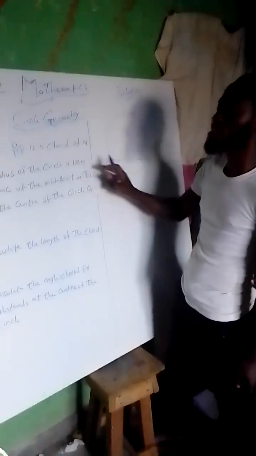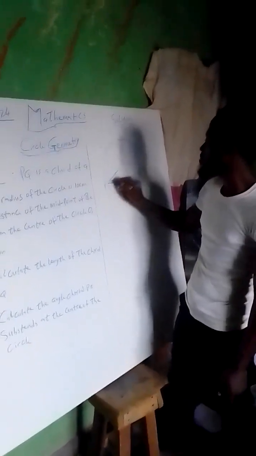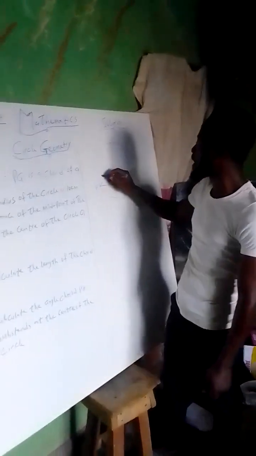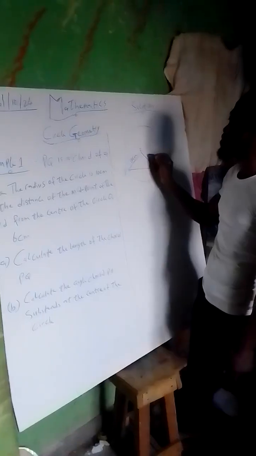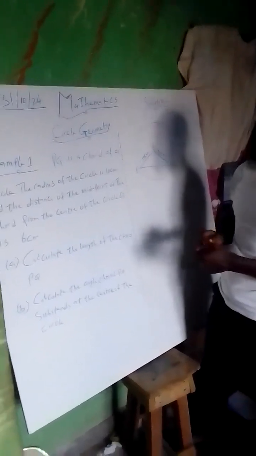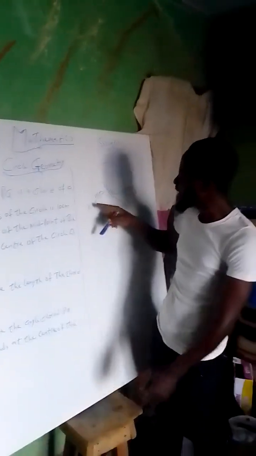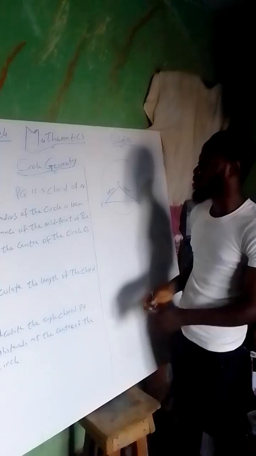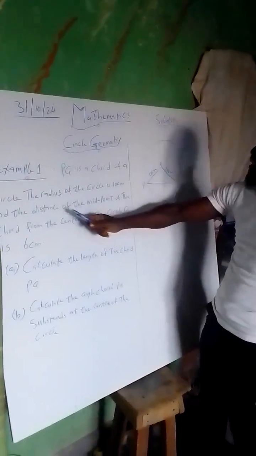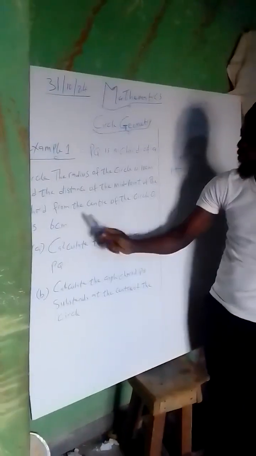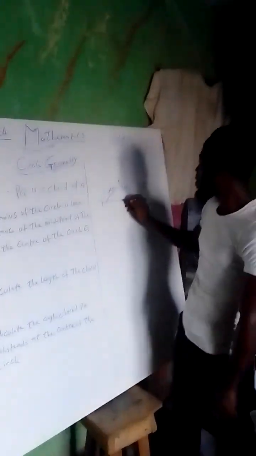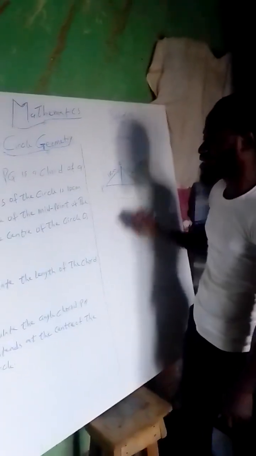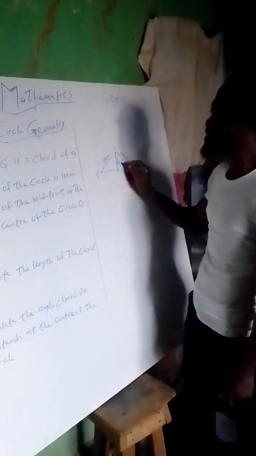The radius of the circle is given to be 10 cm. And I've explained also in the first video that the radius is a line from the center of a circle to any point of the circumference of a circle. Also, the distance of the midpoint of the chord from the center of the circle is given to be 6 cm. Now, what are we looking for? We are looking to calculate the length of the chord PQ.